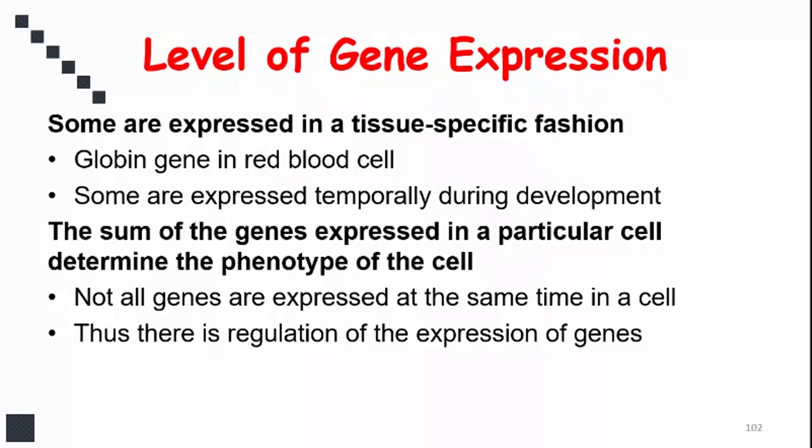So for each cell, adipocyte, for instance, or hepatocytes, whatever makes them look the way they are, whether by their morphology or by their function, is a collection of the genes that are being expressed in that particular cell. Another thing we need to know is that not all genes are expressed at the same time in a cell. Thus, there is a regulation of the expression of genes.